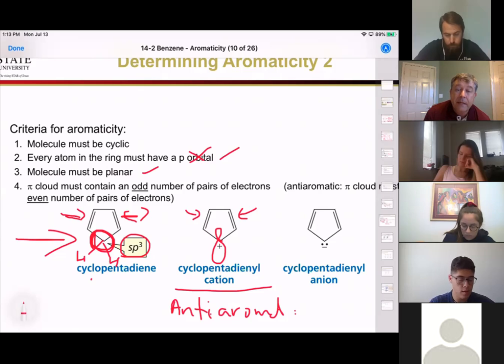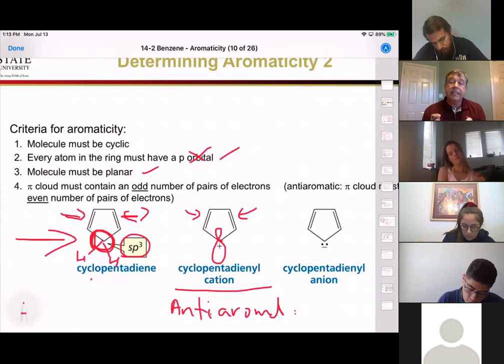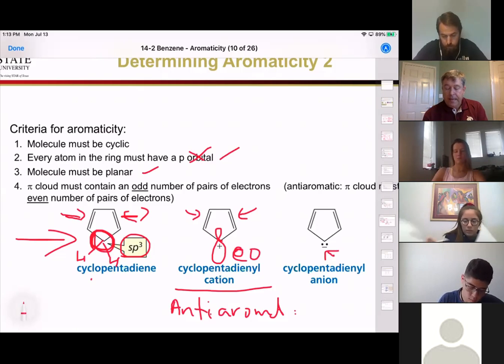So it's anti-aromatic because it meets every rule, but it has an even number of pairs of electrons. Okay? So instead of being that cation, what if we put 2 electrons in that p orbital? Okay? And we make it an anion. So the cation here has 0 electrons in that orbital, 0 electrons. This one has 2. And they're both in that p orbital because it's still sp2 hybridized carbon, okay? So let's look at that.